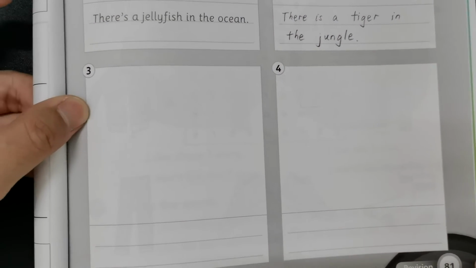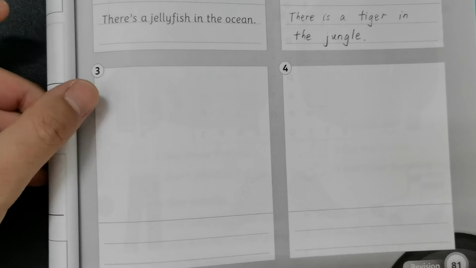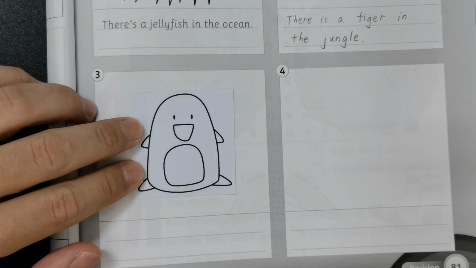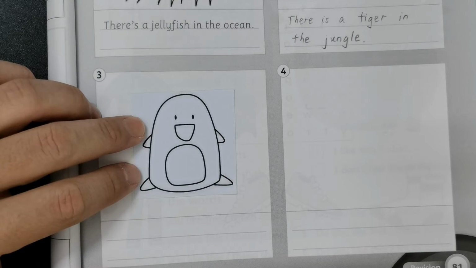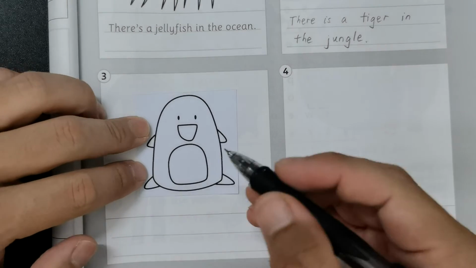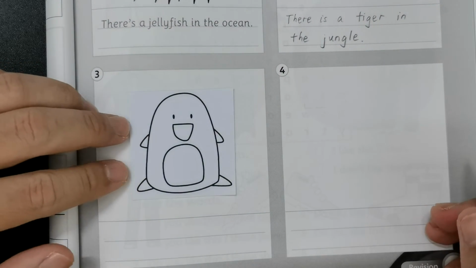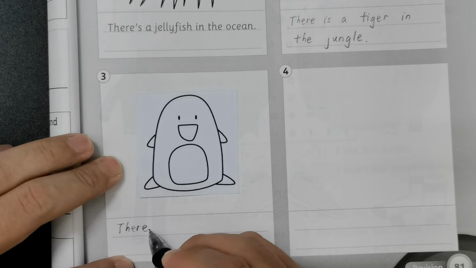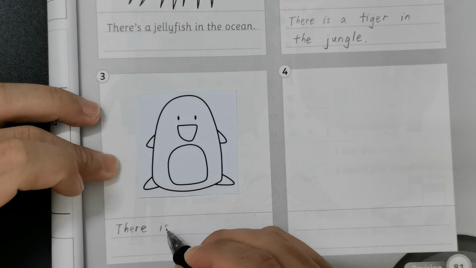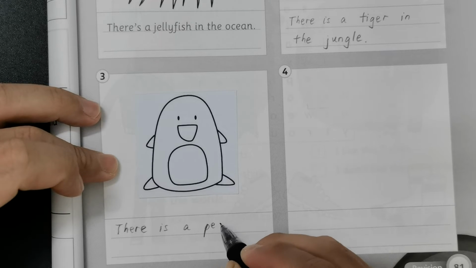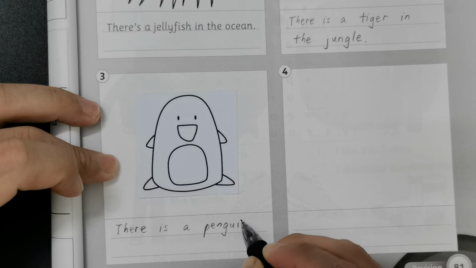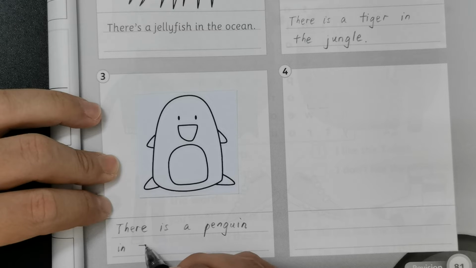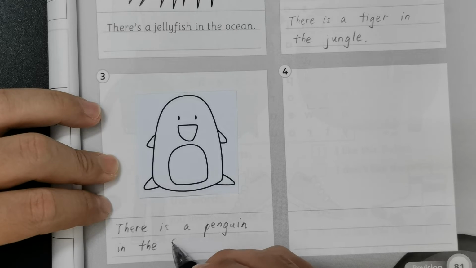So number 3, maybe you can draw something in the polar region. So one of it, so this is penguin. So among the simpler drawing, so you may also follow this guideline here. So penguin, there is a penguin in the South Pole.